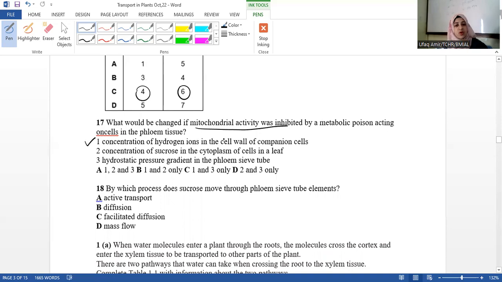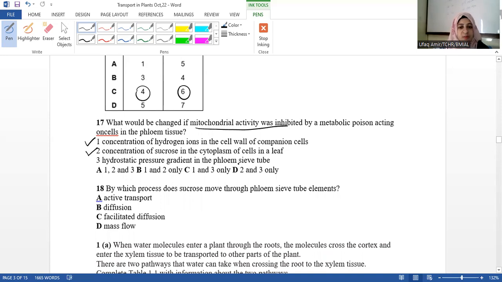Concentration of sucrose in the cytoplasm of a cell in a leaf will also decrease. When proton pumps won't be able to work, there will be no sucrose in the cytoplasm of cells in the leaf. There will be less sucrose in the companion cell, and the process of photosynthesis will not take place because there is no energy, and different functions will be inhibited because of the inhibition in mitochondrial activity. As a result the concentration of sucrose will also decrease.